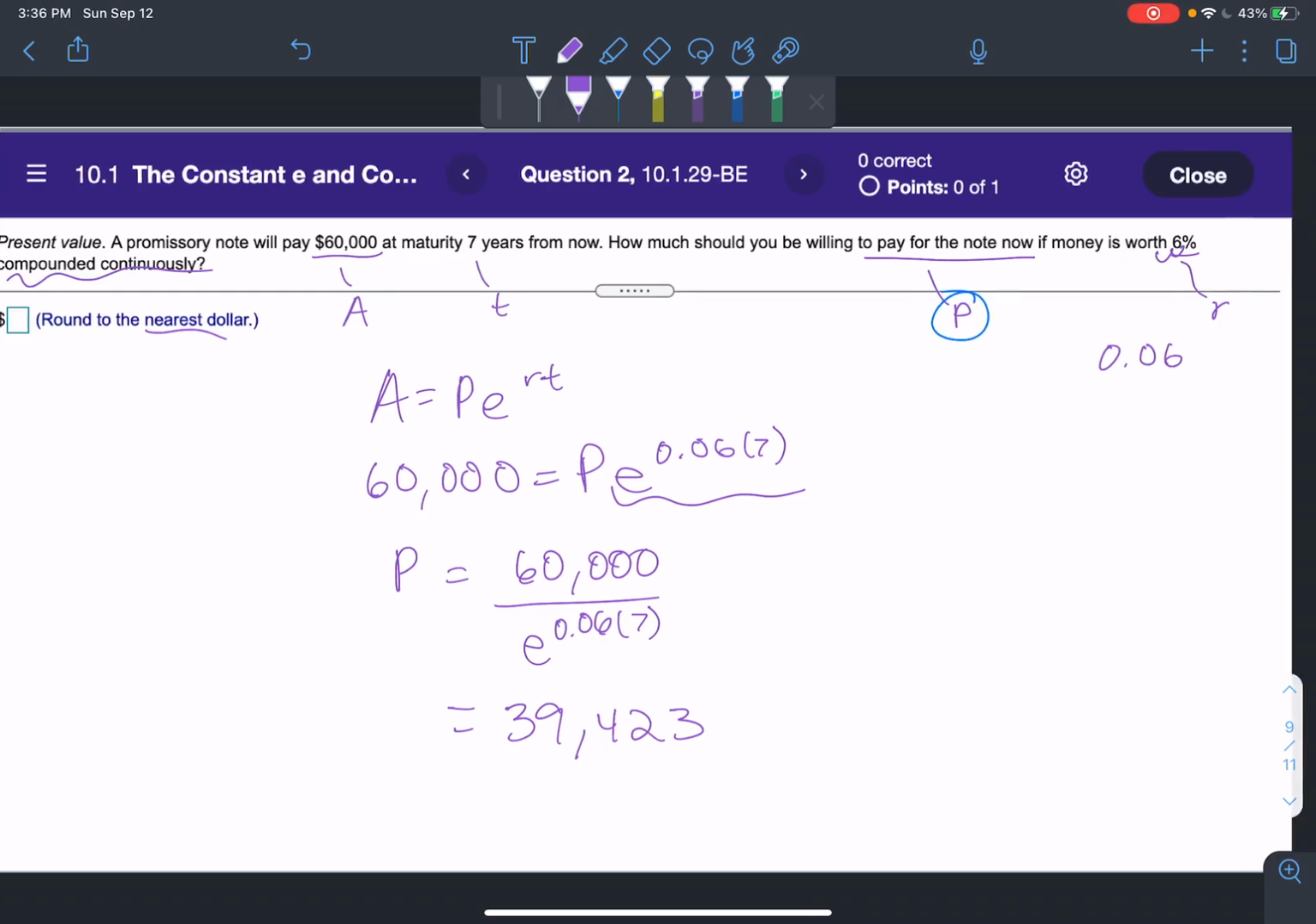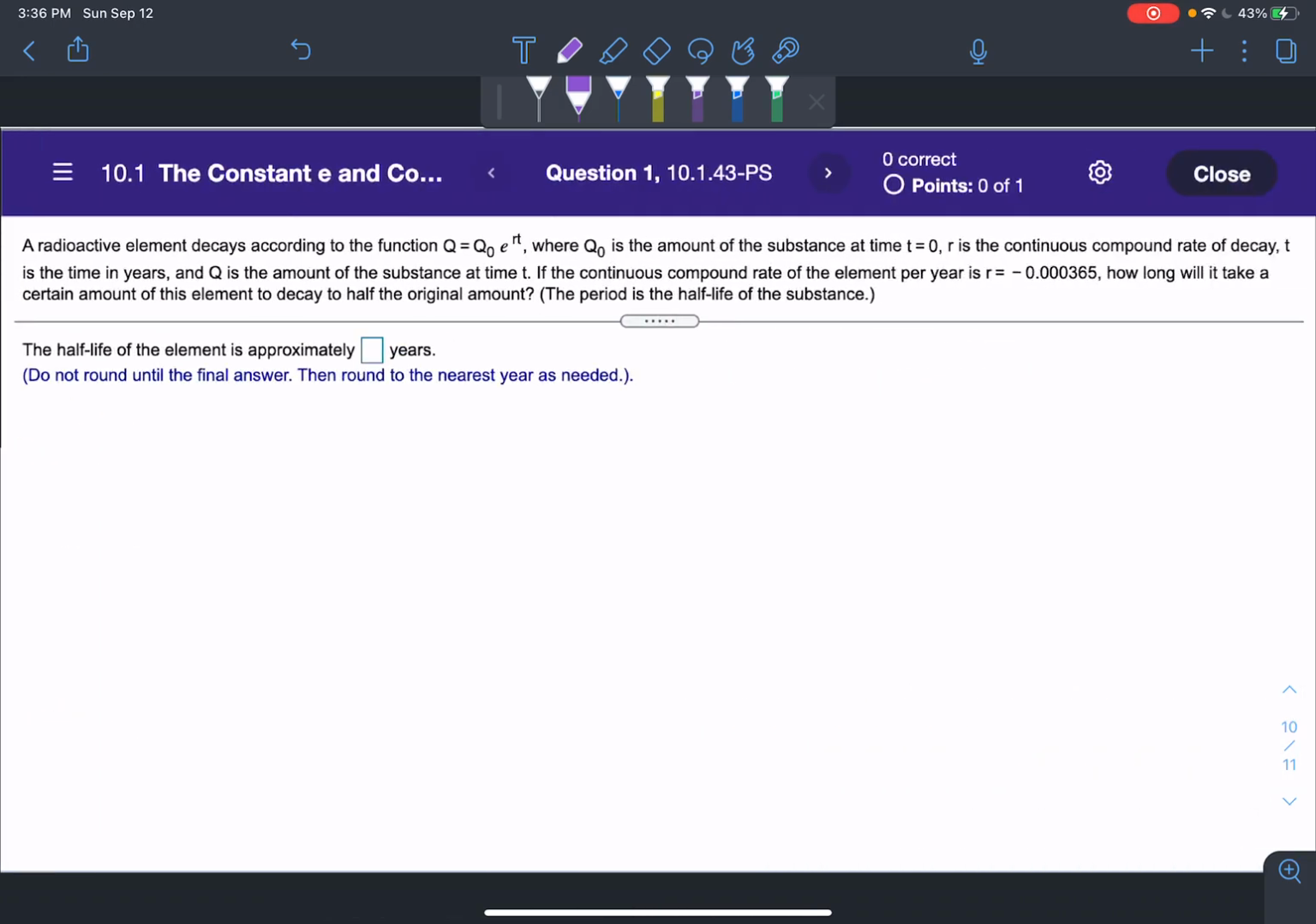Okay, so let's do some half-life and decay questions. We have a radioactive element that decays according to this function here. Q naught is the amount at time 0. R is the continuous compound rate of decay. T is the time in years, and Q is the amount of substance at time T.